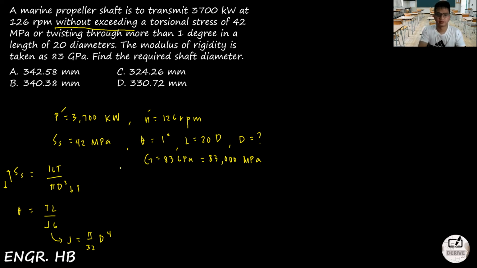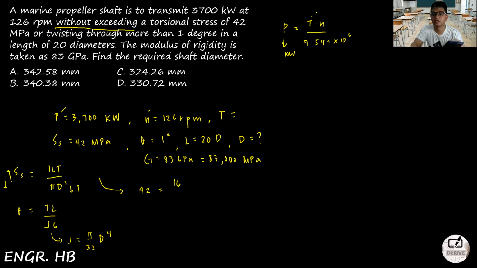Okay, so unahin muna natin si stress. So ang stress is 42 megapascals. So alam na natin unit analysis dyan. Is equal to 16 times torque. So kunin muna pala natin yung torque dito. And we all know that the power is equal to torque times shaft speed divided by 9.549 times 10 raised to 6. Basta ang power mo is in kilowatts, ang torque mo is in Newton mm, and shaft speed mo is in RPM.